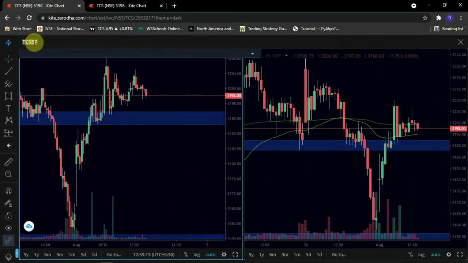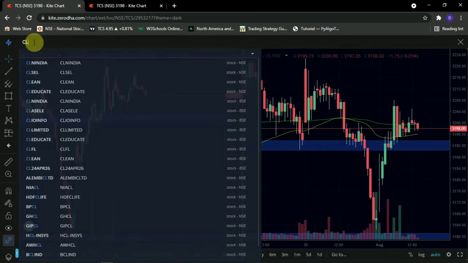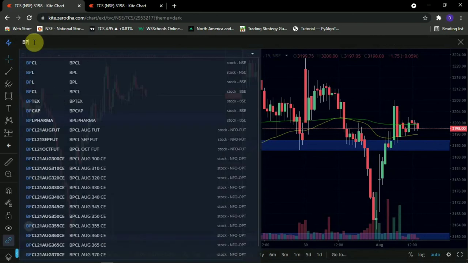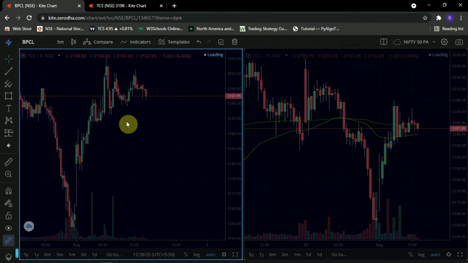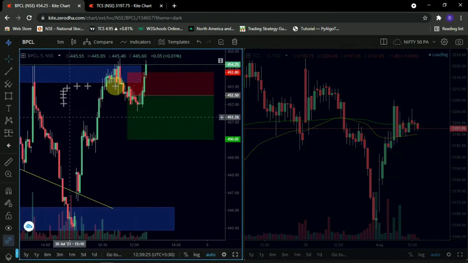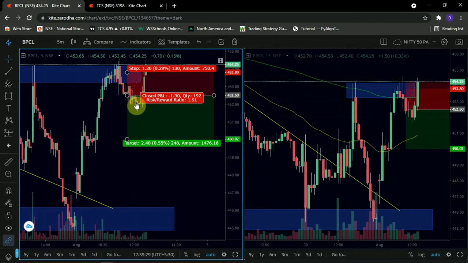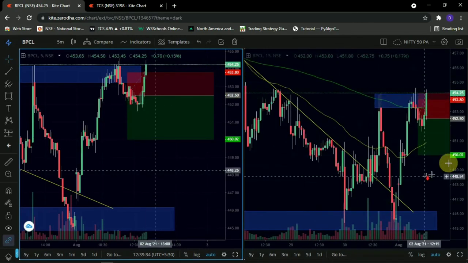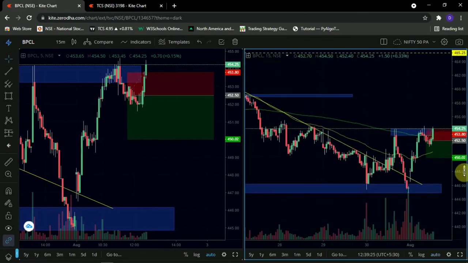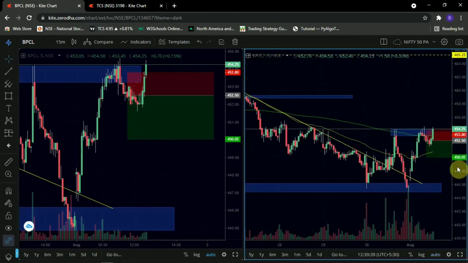As you can see, the logic behind BPCL was it was near this supply zone and it came down, so I went short in BPCL, but it went up again. Okay, so this was the mistake I made. Okay, not a problem, it's a part of the game, and I will just follow my rules.